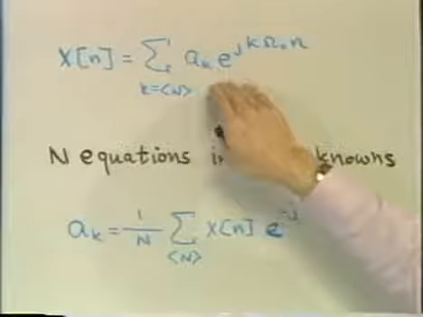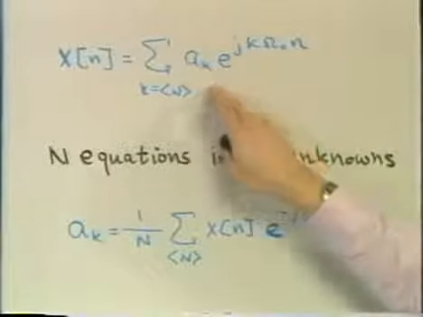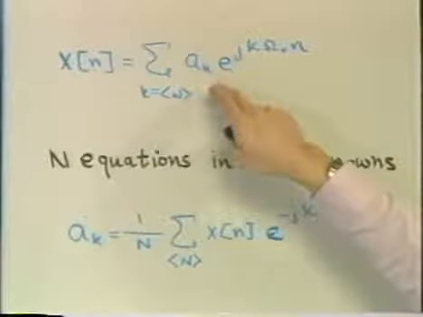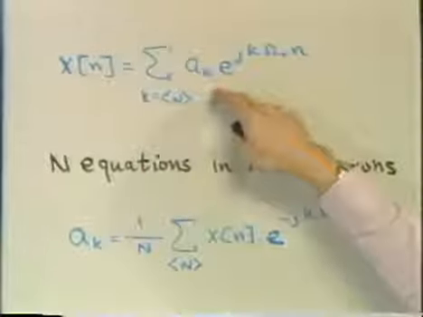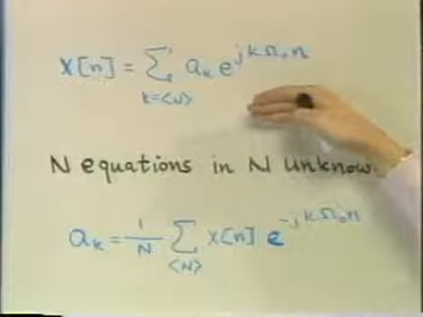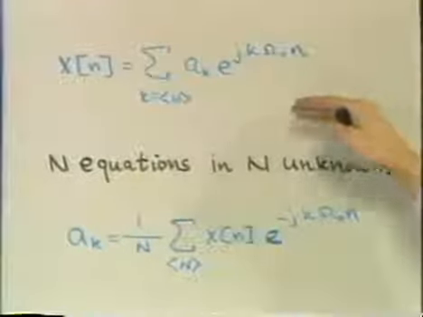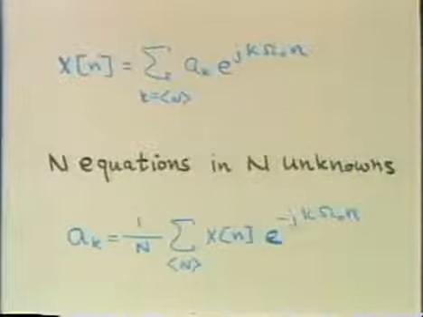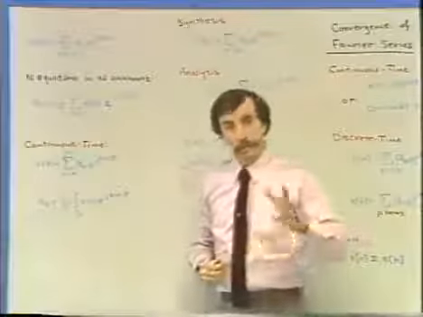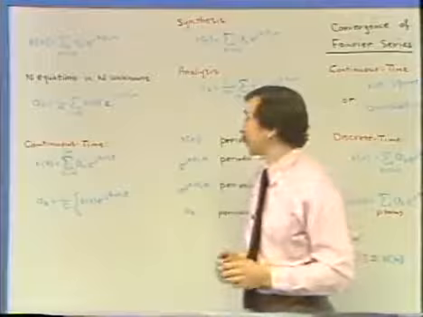And of course, the first equation tells us how x of n is built up out of the a sub k's. Notice, incidentally, that there is a strong duality between these two equations, and that's a duality that we'll return to actually toward the end of the next lecture.